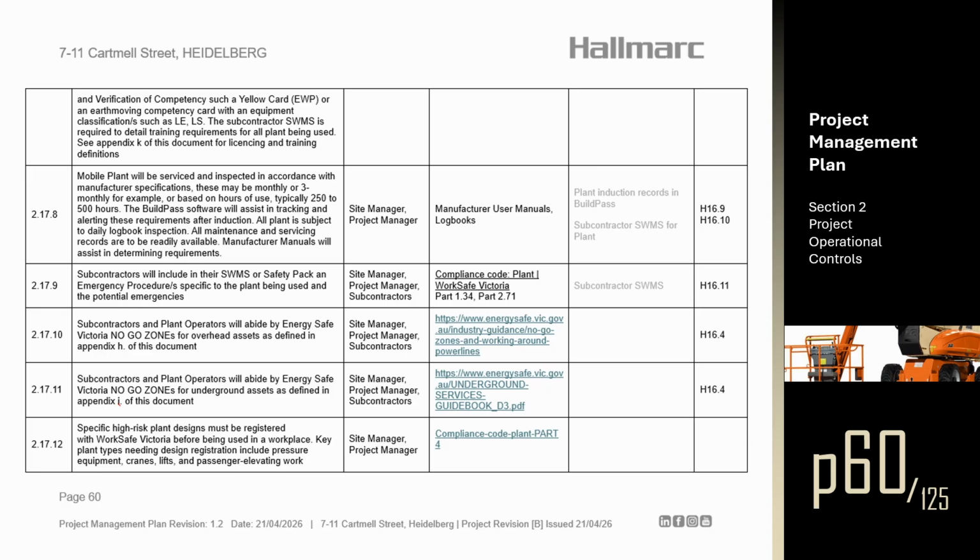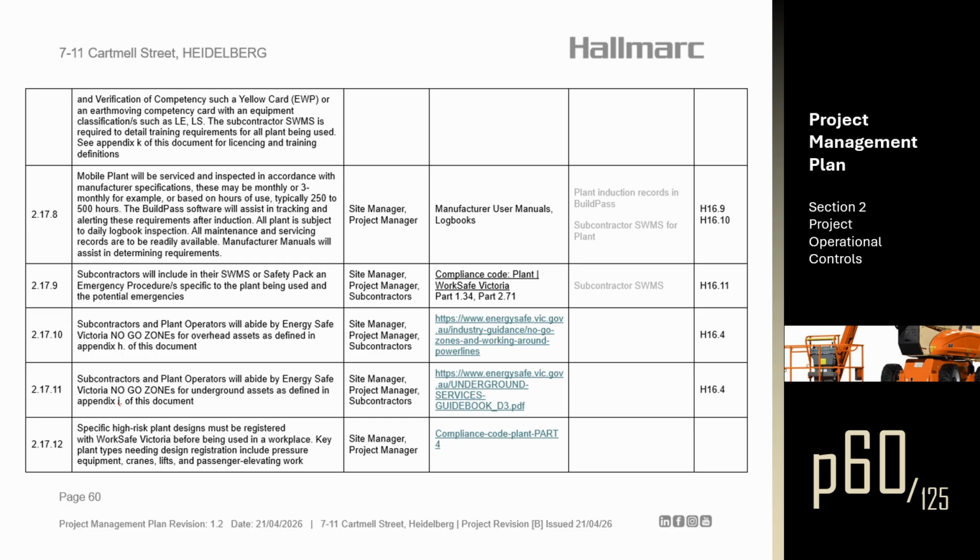Section 2.17.8. Mobile plant will be serviced and inspected in accordance with manufacturer specifications. These may be monthly or 3-monthly, for example, or based on hours of use, typically 250 to 500 hours. The BuildPass software will assist in tracking and alerting these requirements after induction. All plant is subject to daily logbook inspection. All maintenance and servicing records are to be readily available. Manufacturer manuals will assist in determining requirements.